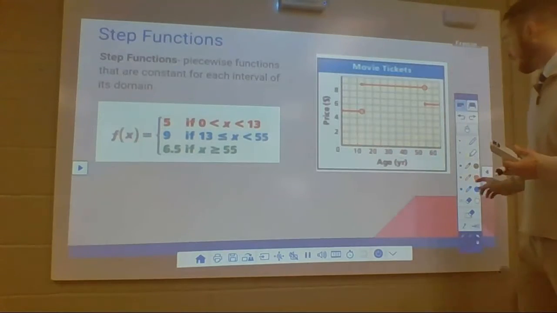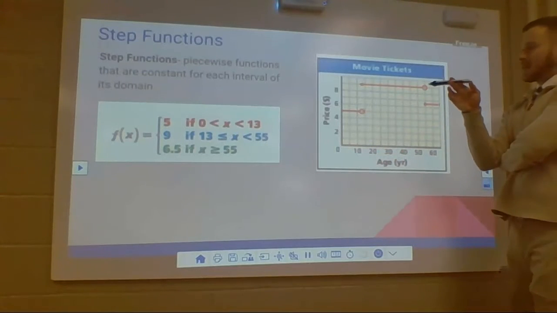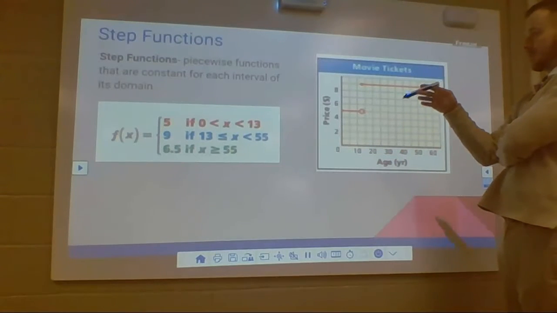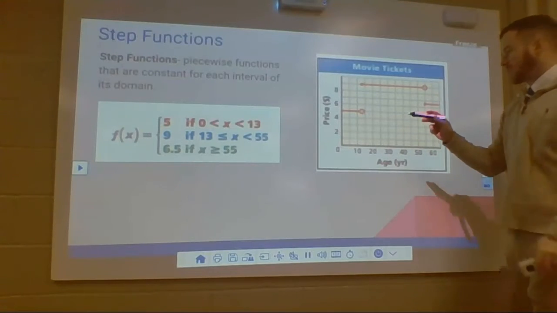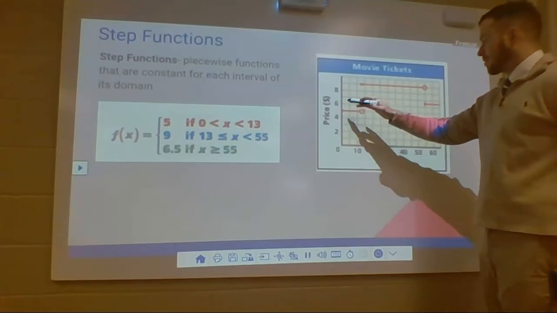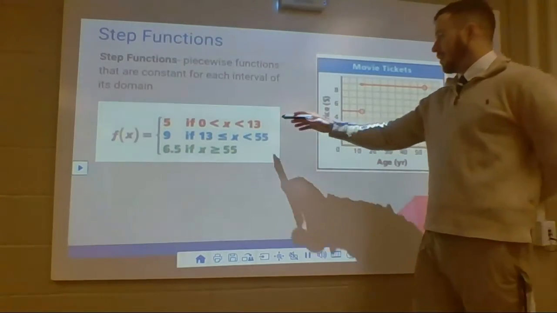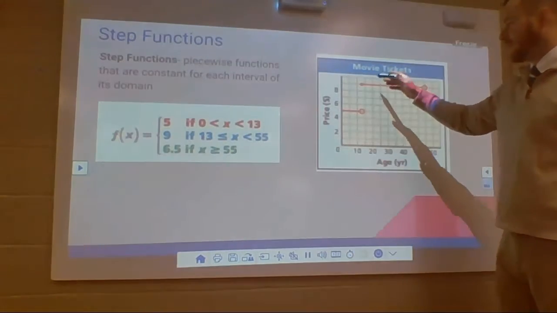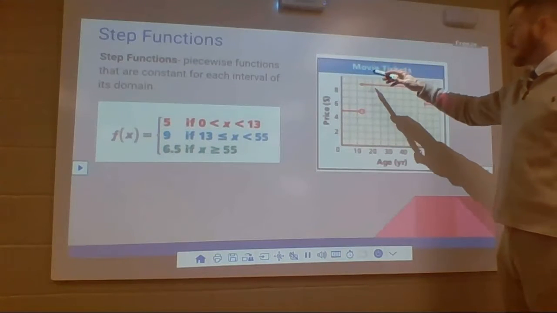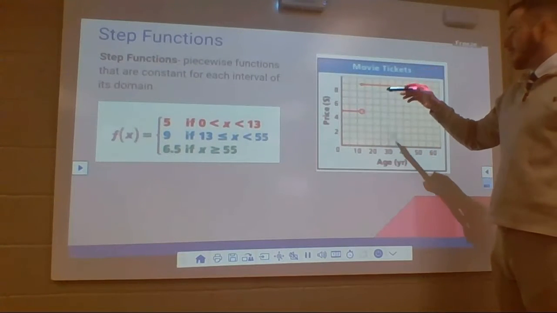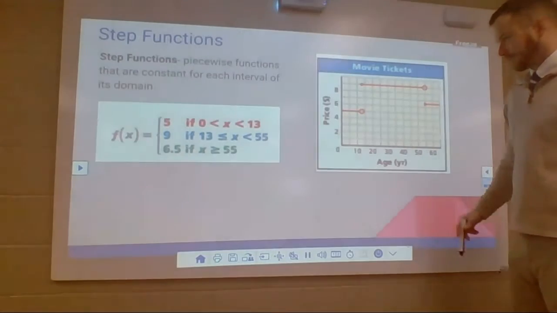Check this out. This is what we call a step function right here. A step function is a piecewise function that is constant for every interval of its domain. Okay, so constant meaning it looks like a flat horizontal line. So here's the equation of this step function. And this step function is comparing movie tickets, the price of movie tickets to age.